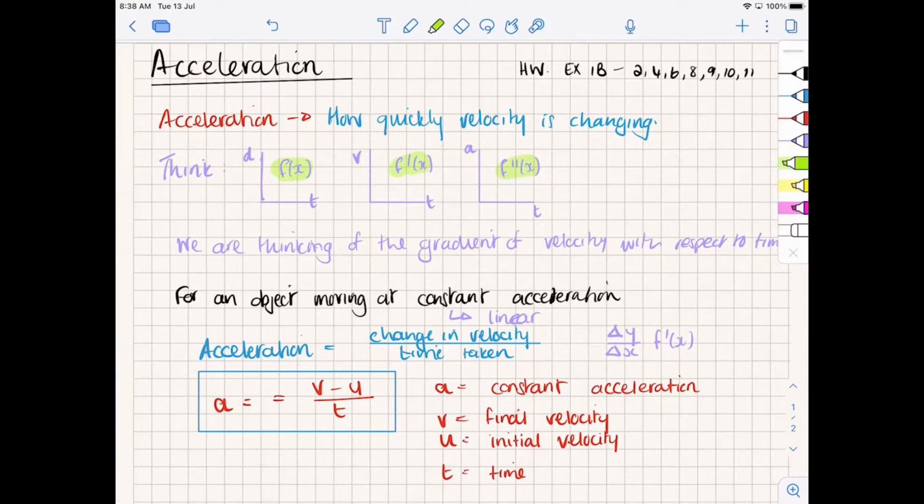So Kiana, can you tell me what is constant acceleration? Where the gradient doesn't change. Constant gradient. Yeah, so your acceleration happens at a constant rate.